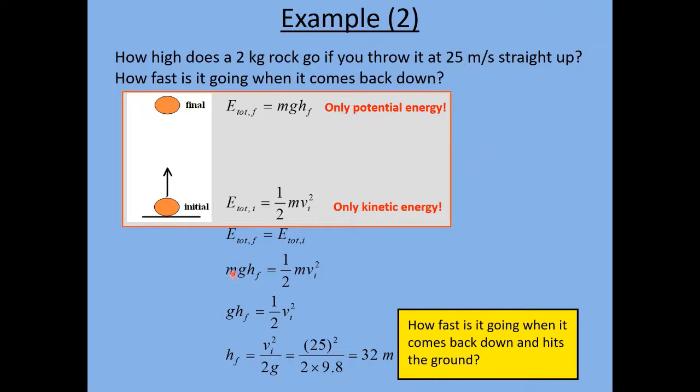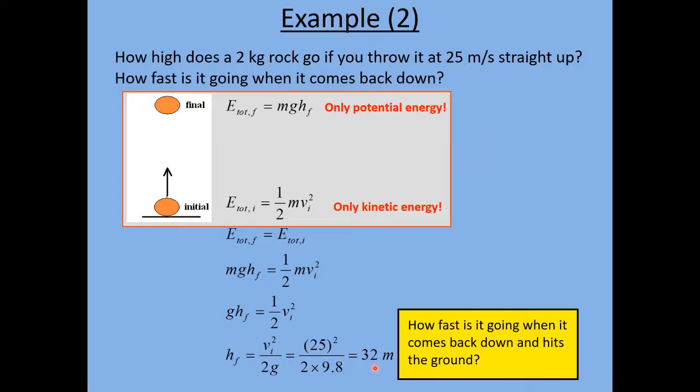So again, the masses, notice they cancel out. We can divide by g to get rid of the g in front of the h. And here's our answer. The height is the velocity squared divided by 2g. So we can plug in our numbers. Velocity is 25. Remember to square that. And divided by 2 times 9.8, that'll give us a height of 32 meters.